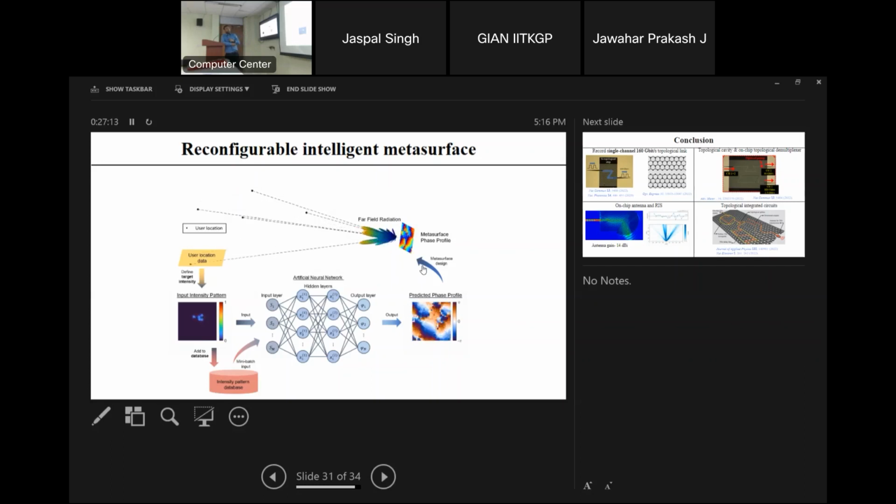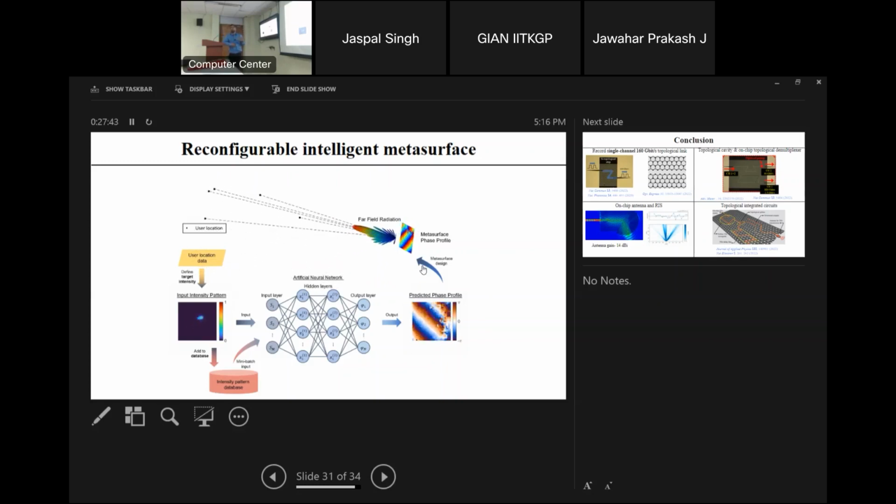Then what can AI do? For example, here you can see the input pattern. These dark spots are the user positions. Then it will go to the neural network. This neural network is connected to the metasurface. It will ask the metasurface to change its spatial configuration because your users have moved away. You have to change your spatial configuration, and only then can your beam steering be changed actively. So this is one of the theoretical studies that we did.